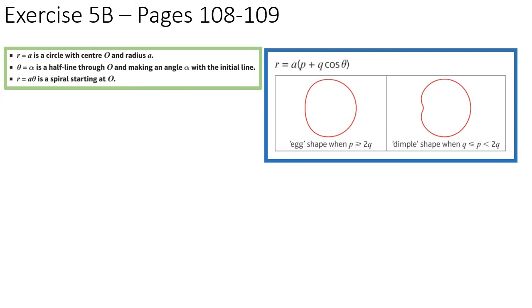Right, you should now be able to do exercise 5b on pages 108 and 109. So there is a summary of all of the things that we've looked at, the egg shape, the dimple. So compare that P with Q, see what you notice. Remember, r equals a is a circle, we have that half line, and we have a spiral. But also remember that when we draw these, we have our initial line here. When we draw this, okay, that is an angle. So 0, pi over 2, pi, 3 pi over 2.